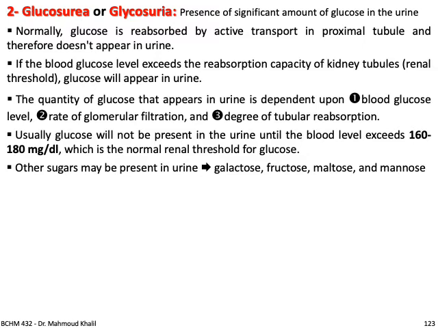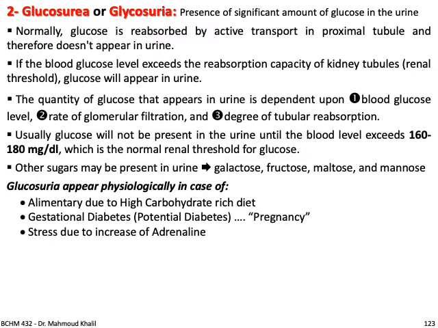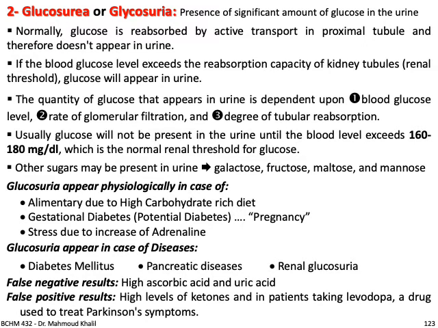Usually glucose will not be present in the urine until the blood level exceeds 160 to 180 milligram per deciliter, which is the normal renal threshold for glucose. Other sugars may be present in urine, like lactose, fructose, maltose, and mannose. Glucosuria appears physiologically in case of alimentary due to a high carbohydrate-rich diet, gestational diabetes due to pregnancy, and distress due to increase of adrenaline. Glucosuria appears in case of diseases like diabetes mellitus, pancreatic disease, and renal glucosuria.